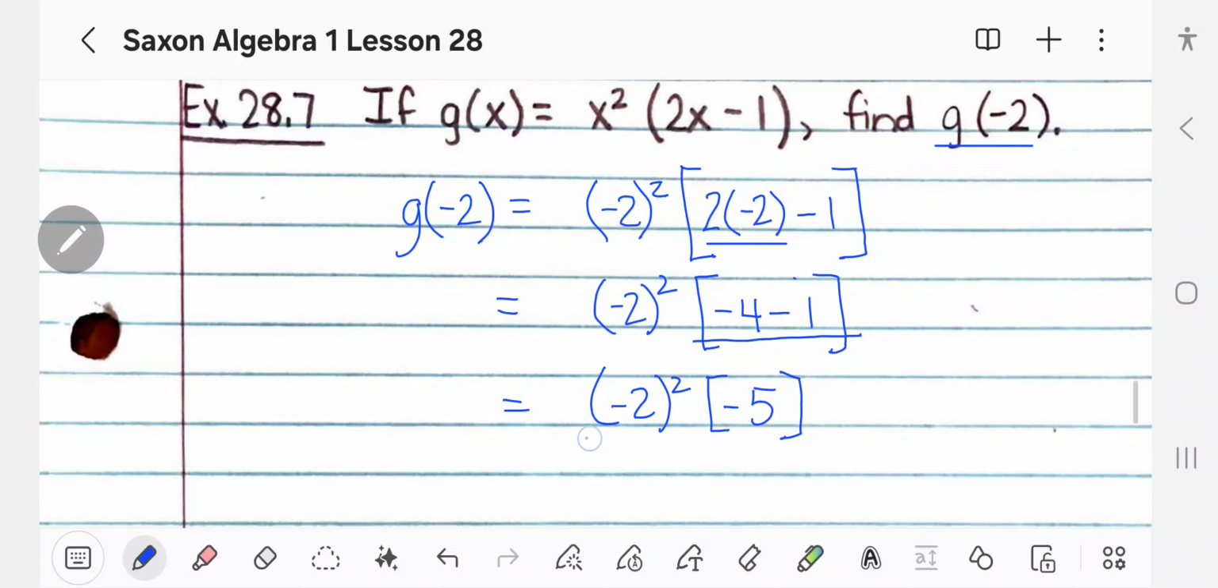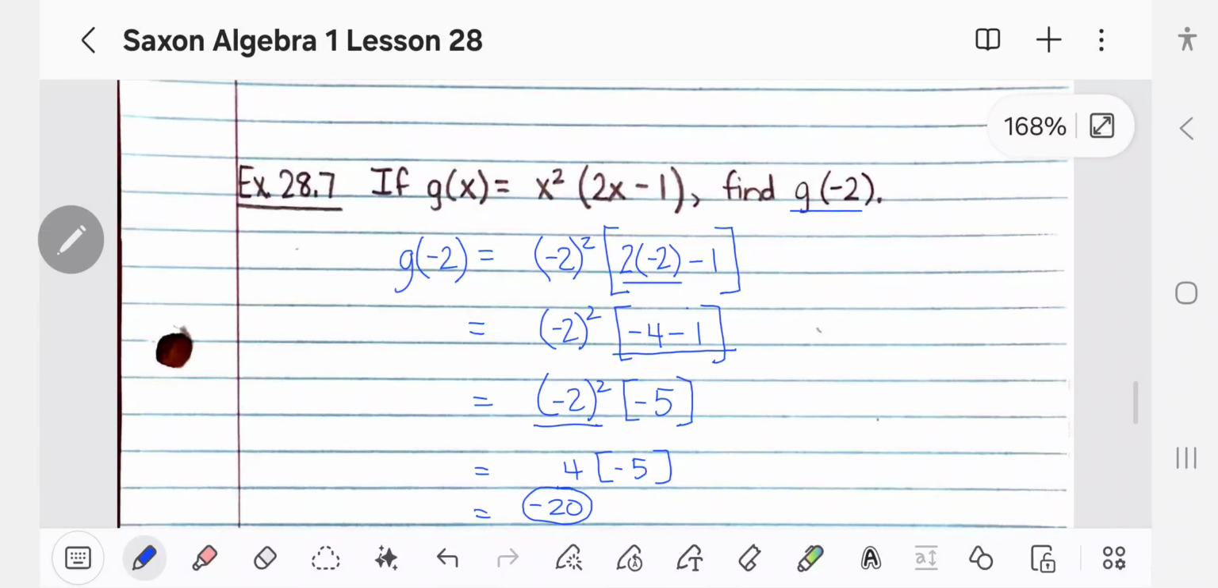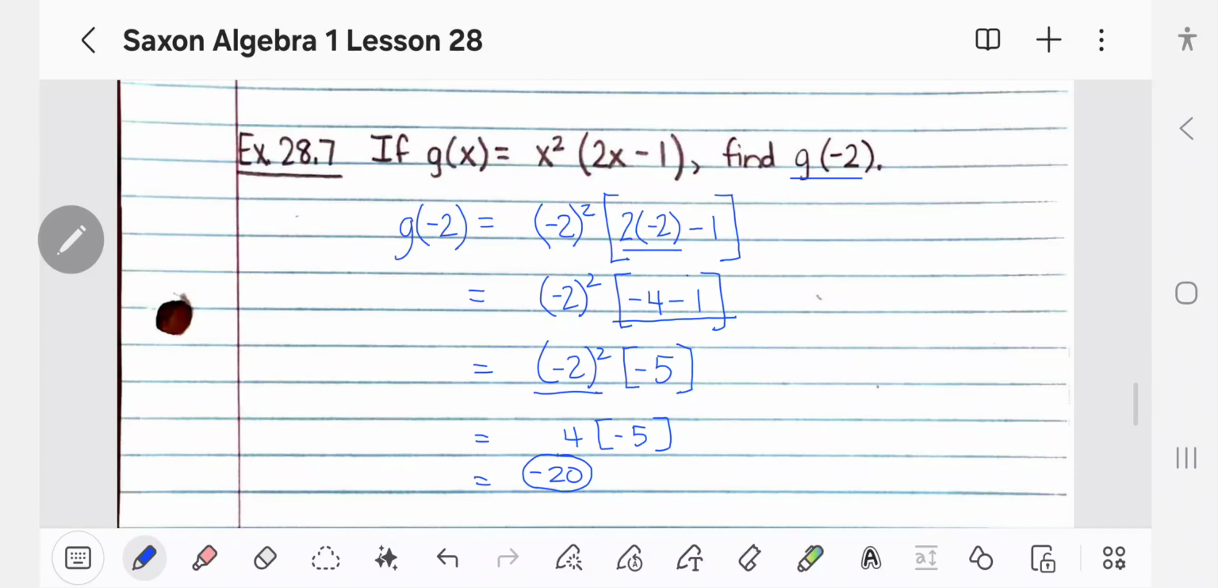And then I can do this -2 squared. The base is -2, so -2 times -2 is +4. Times -5, which is -20. So -20 is our answer for this example. Again, it is just a different way of asking you to evaluate.